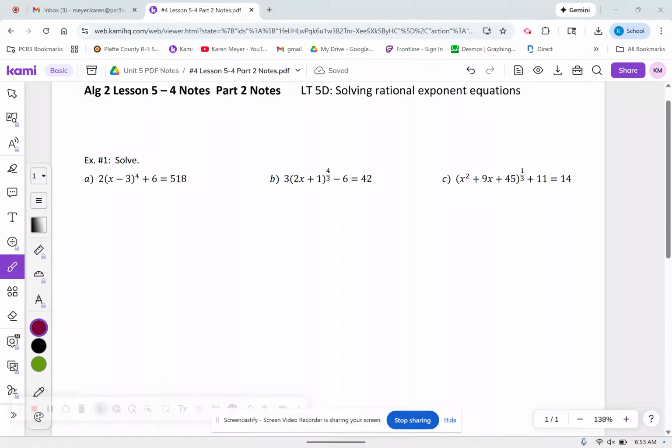All right, we are moving into lesson 4, and for lesson 4 we are going to be solving equations that will have rational exponents. Now it could be a whole number, or the exponent could be a fraction exponent. There'll be a couple that will be a whole number, but the majority of them are going to move into a fractional exponent.